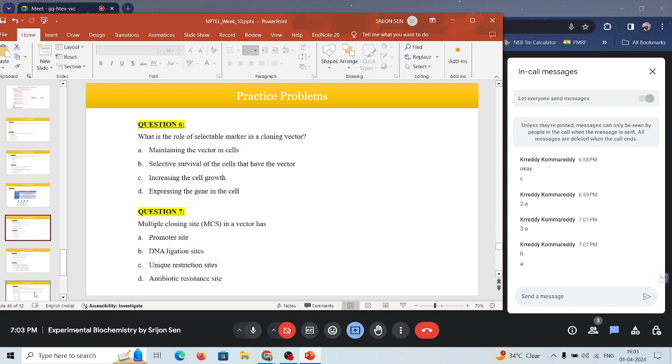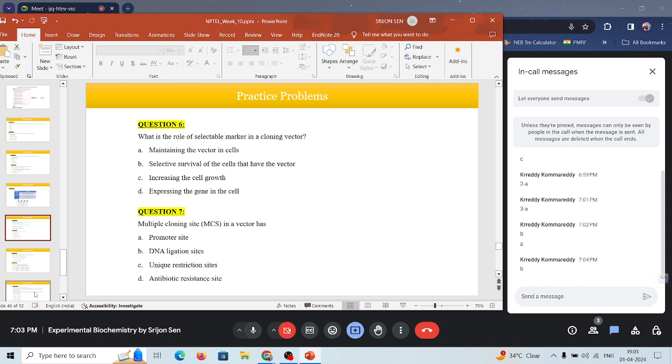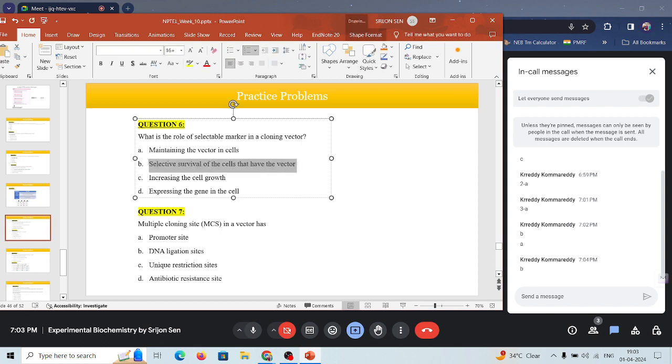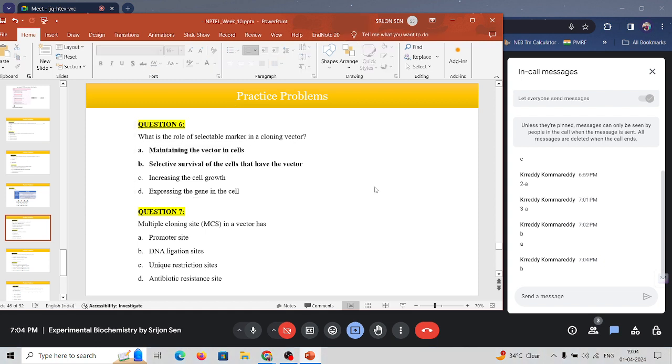Question 6. What is the role of a selectable marker in cloning vector? Maintaining vectors in cell, selective survival of cells that have the vector, increasing cell growth, or expressing the gene in the cell. Yeah. So selective survival of the cells that have the vector. Also, the other option that is correct is A, maintaining the vector in the cells. So A and B both are the correct options over here. First, maintaining the vector, otherwise the vector will definitely die. And finally, it's the selective survival of the cells that have the vector.